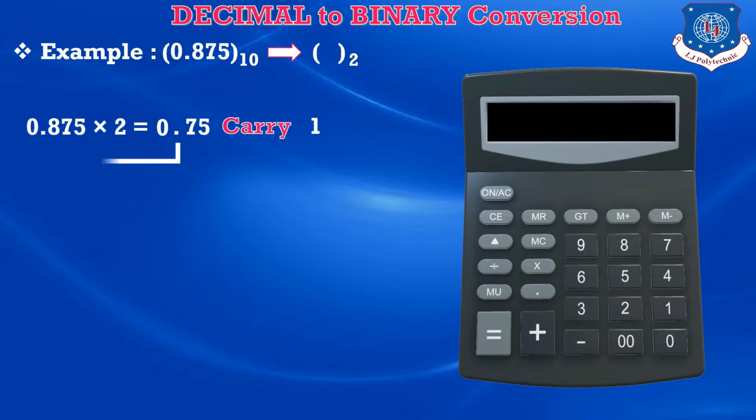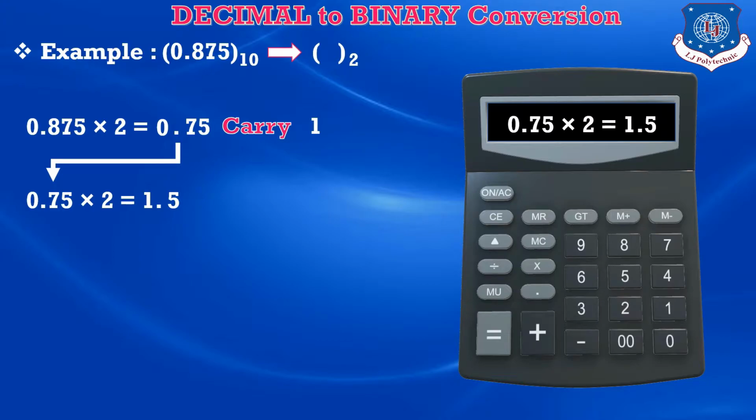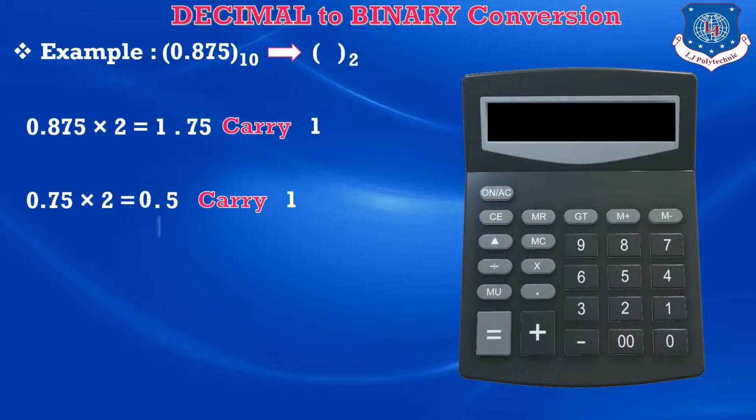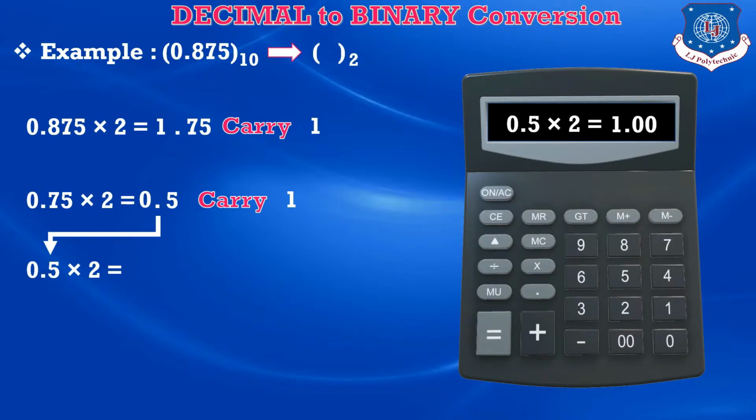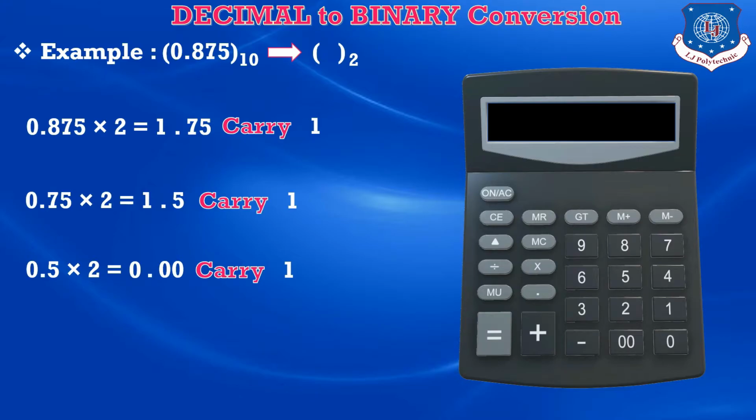Now for the next step, we multiply 0.75 with 2. Then we'll get the answer 1.5. Here amongst 1.5, 1 is considered as a carry. So 0.5 is the remaining term. Now this 0.5 is multiplied with 2. Then we'll get the answer 1.00. Amongst this 1.00, 1 is considered as a carry. So now the remaining term becomes 0.00.